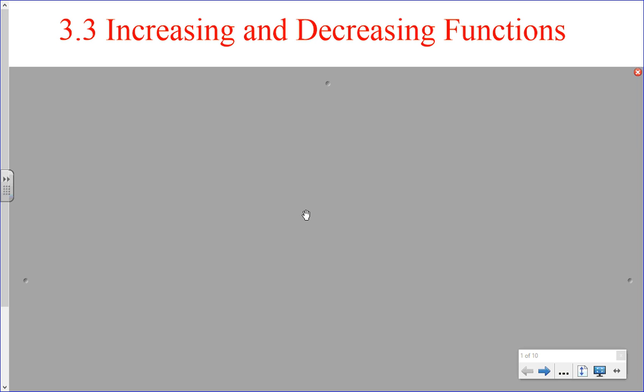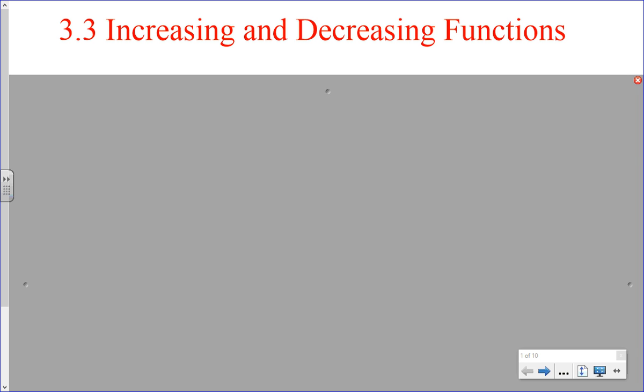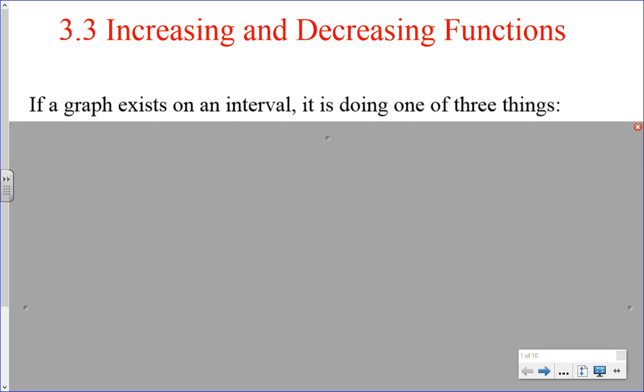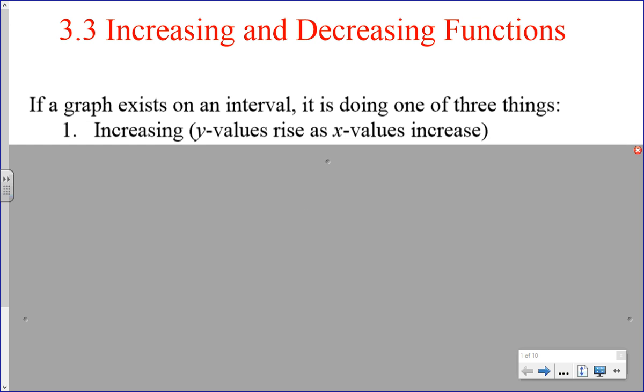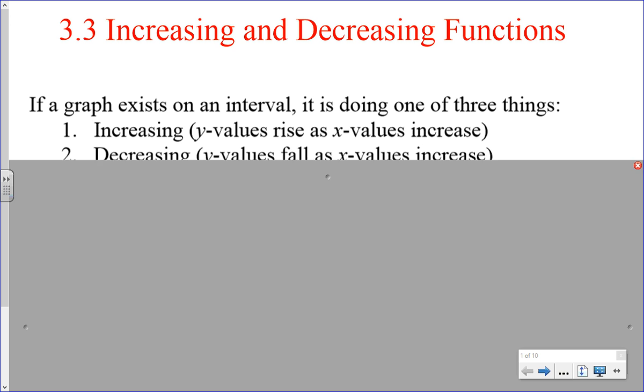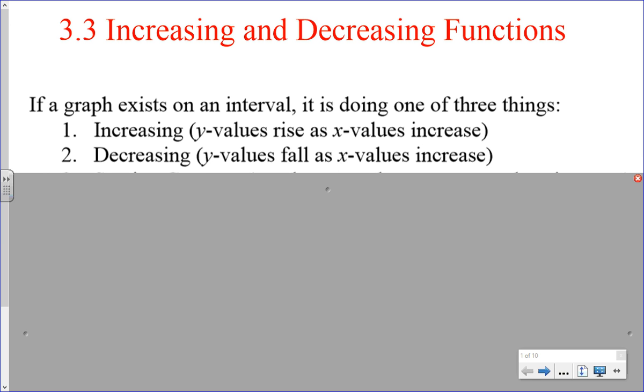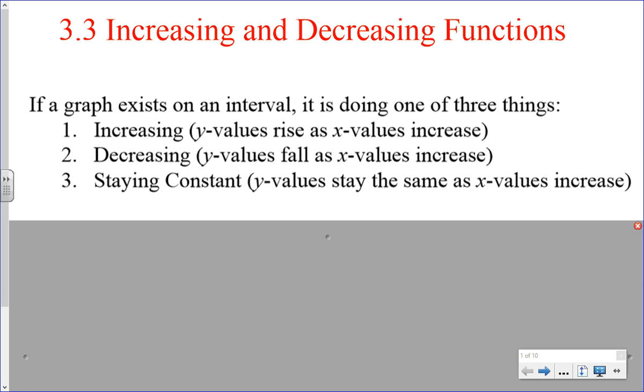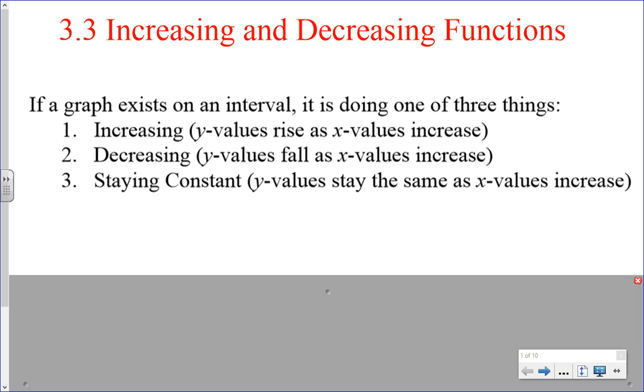Now, let's talk about increasing and decreasing. If we have a graph, one of three things can be happening. It could be increasing, which means our y values are rising. It could be decreasing, which means our y values are falling. Or it could be constant, which means our y values are staying the same.